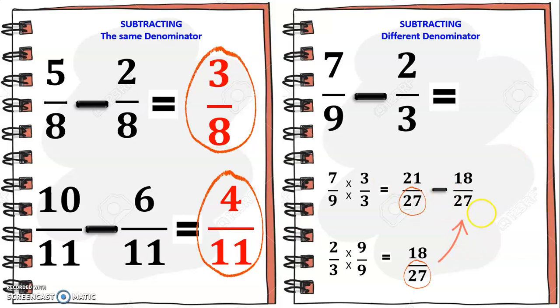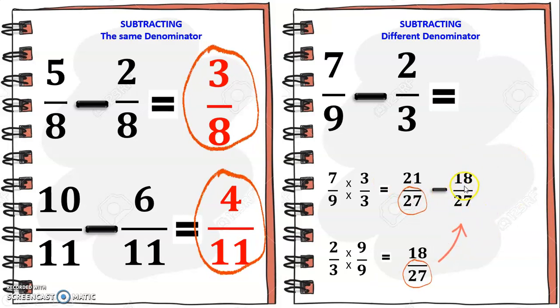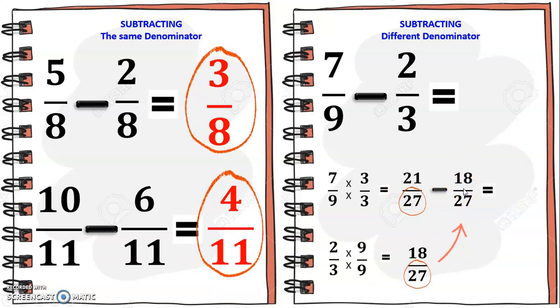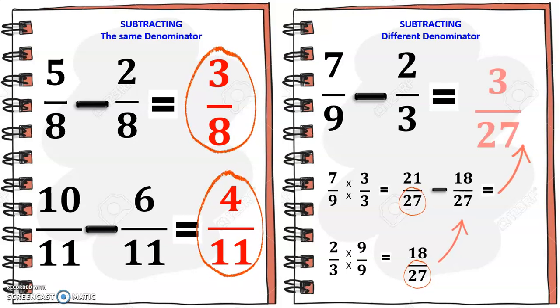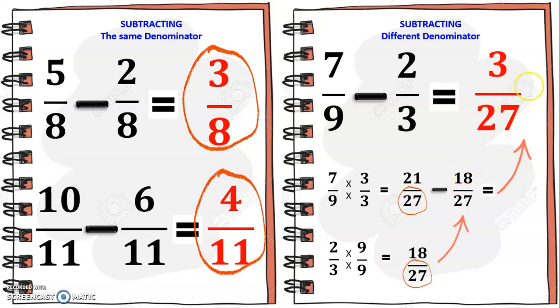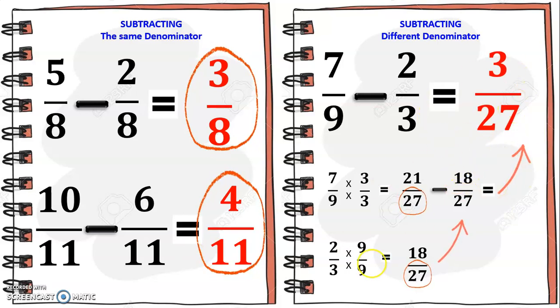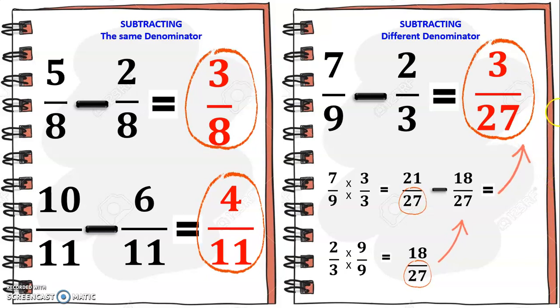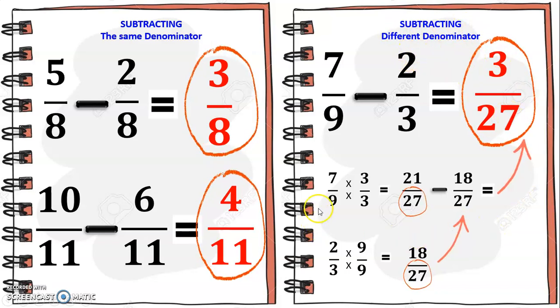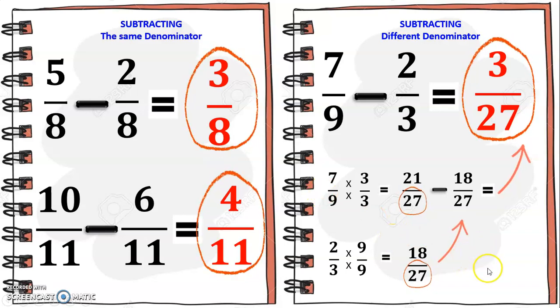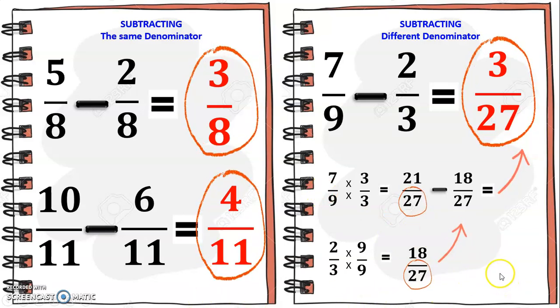So we have 21 minus 18 and keep the denominator the same, which is 27. So therefore, 21 minus 18 is 3 over 27. So the answer is 3 over 27. Again, this is how you subtract different denominators. You have to get the common denominator of each fraction. Do you understand, kids? That is so simple.